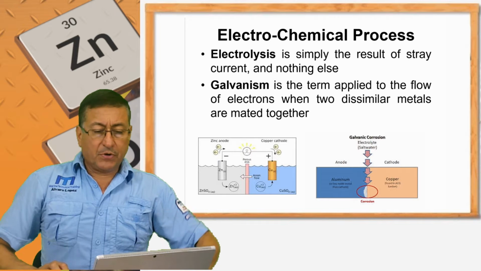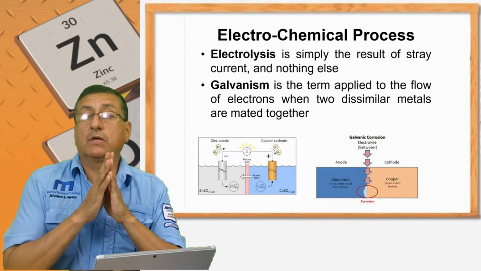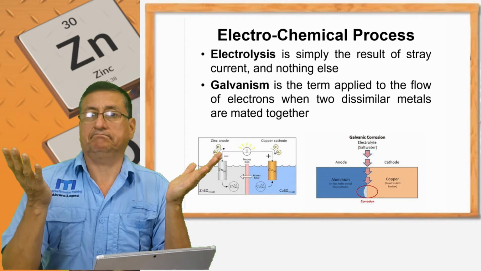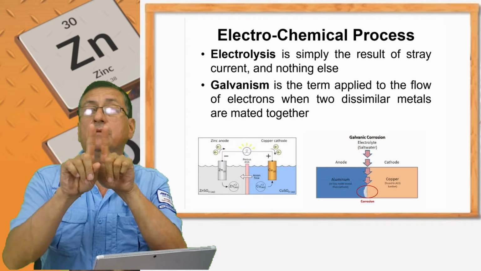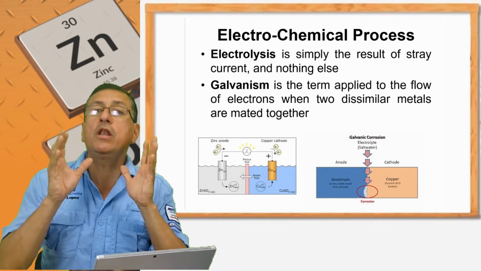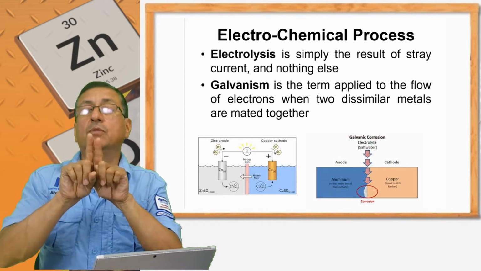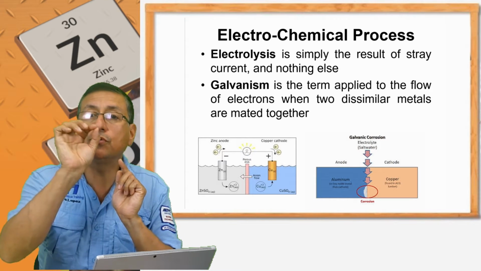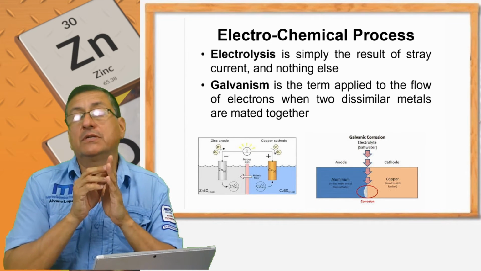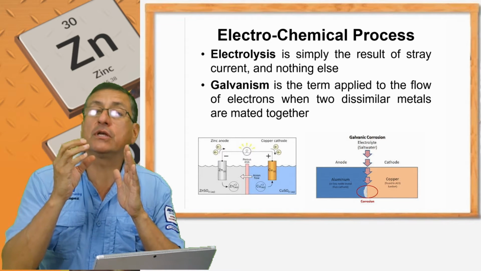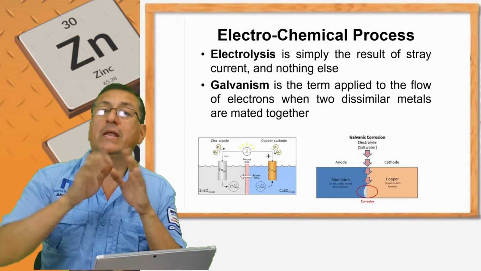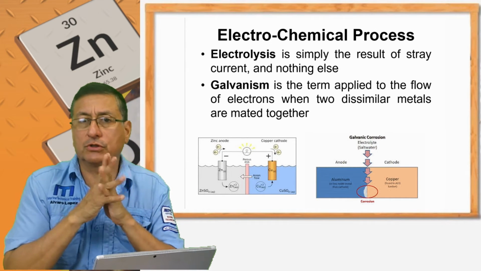Okay, the electrochemical process. Don't forget the difference between galvanism and electrolysis. Galvanic corrosion is when you have two dissimilar metals together in a marine environment. That's it. Only the difference of energy between both metals is enough to produce a small arc of electricity, and that small arc of electricity is enough to destroy the less noble metal. The more noble metal attacks the less noble, and the less noble will be eroded. This is galvanic corrosion.